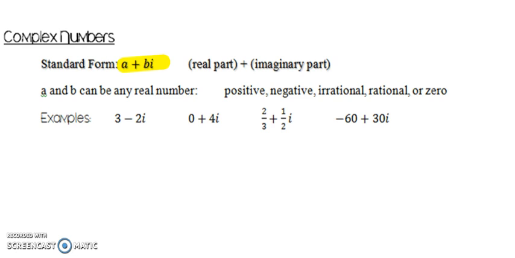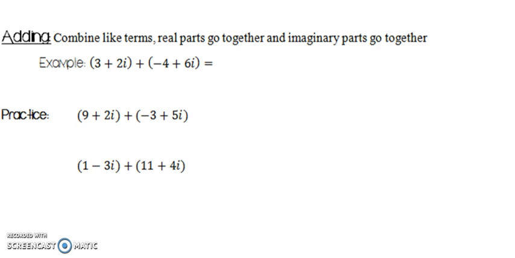Okay, so when you look at these examples, the 3 on the first one is the real part, -2 is the imaginary part. The 0 is the real part, the 4 is the imaginary part. 2/3 is the real part, 1/2 is the imaginary part. -60 is real, and 30 is the imaginary part. a and b can be any real number. They can be positive, negative, irrational, rational, or 0. So for instance, this one in the middle, you would probably only see it written as 4i, but that is complex because there's an invisible 0 in the front.